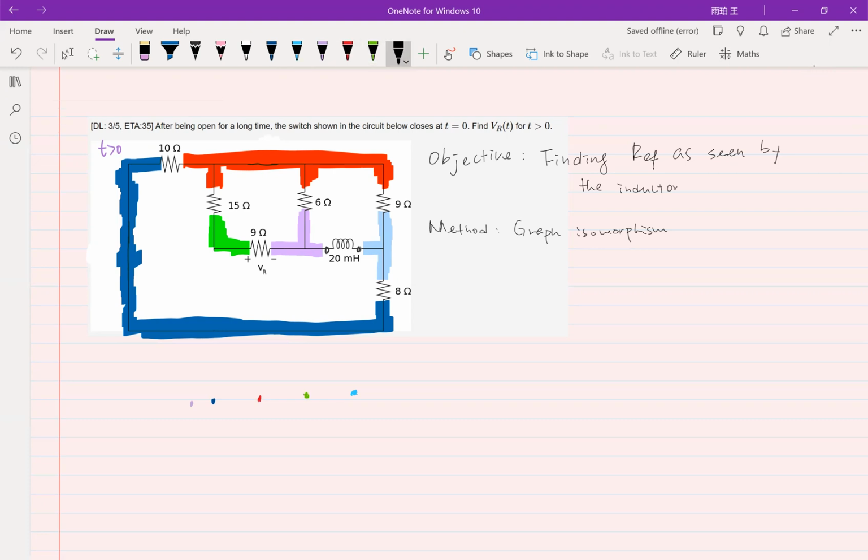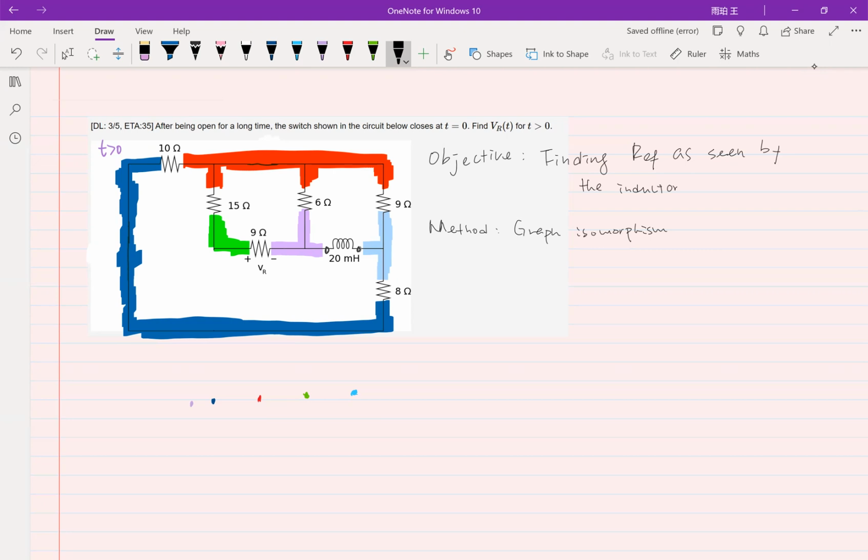And what we're trying to find is the equivalent resistance as seen by the inductor. So basically, we're trying to find the equivalent resistance between the purple node and the blue node. And we can see each resistor as a path between two nodes. So I'm going to write them as edges in this graph while I represent the nodes as vertices.